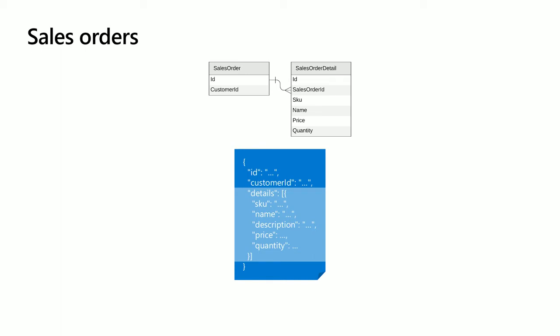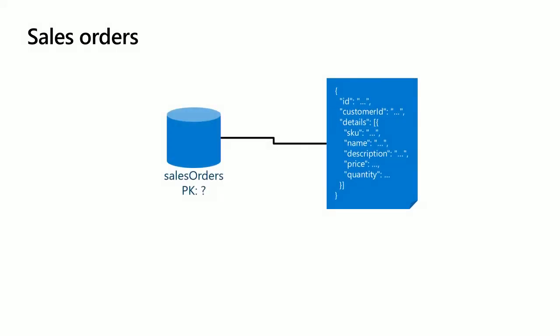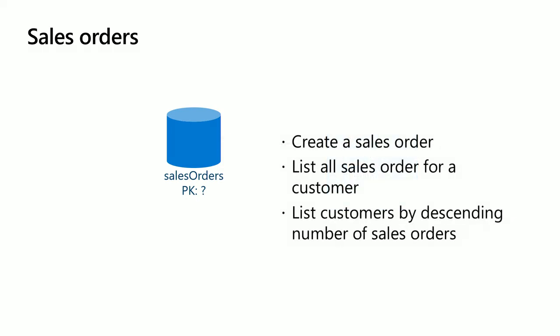Why does it make sense? Not only because it's a one-to-few relationship, but also when I read a sales order, certainly I want to get everything related to the sales order. I want all the details, all the products that have been sold. That new JSON document, I could store it in a new container called sales orders. Choosing the partition key, again, can only be done when we look at the actual operations that we need to issue against the sales orders.